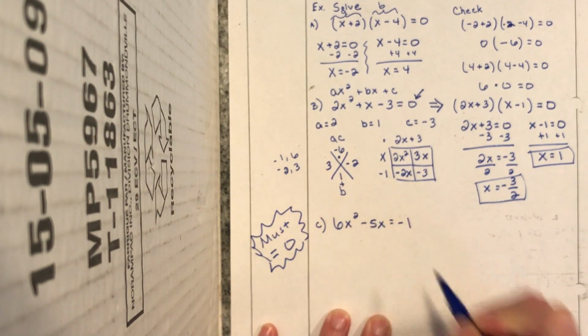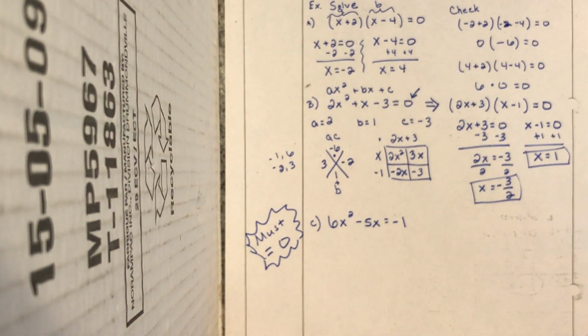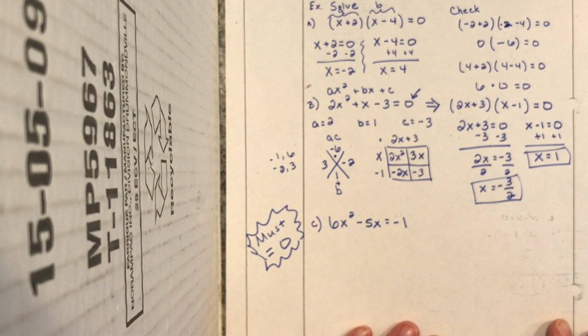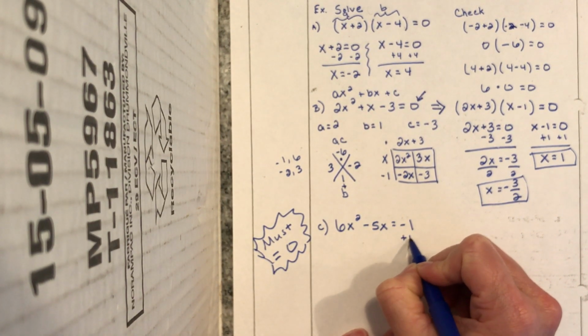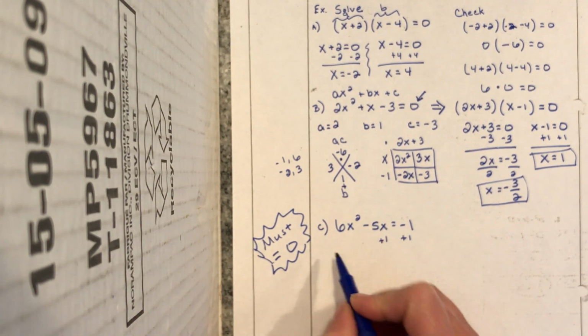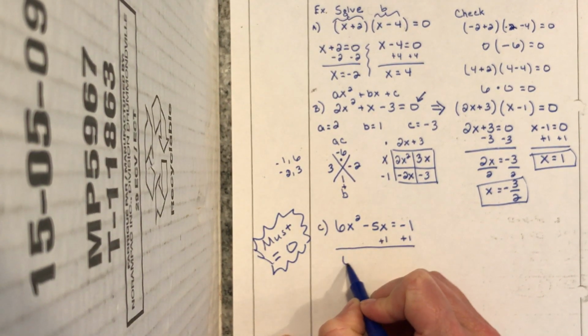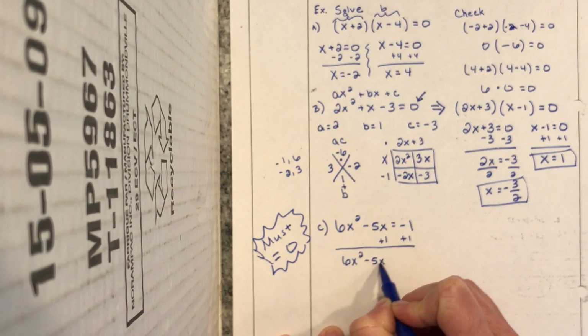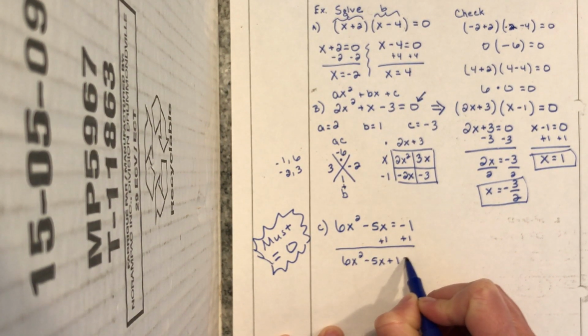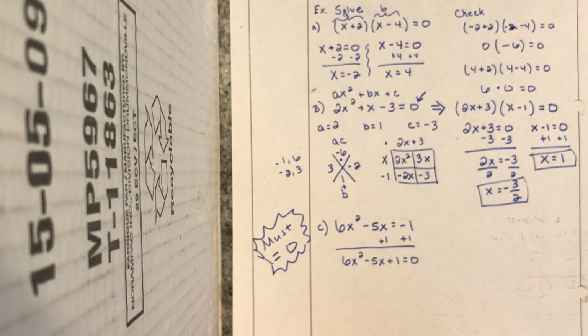So if you don't equal 0 in the beginning, you have to make it equal 0 by using your undoing order of operations. So I just need to move my negative 1. So I add 1 to both sides. So I am solving 6x squared minus 5x plus 1 is 0. And since I have a b value, I cannot solve this by undoing the order of operations in standard form. I've got to get this into factored form.